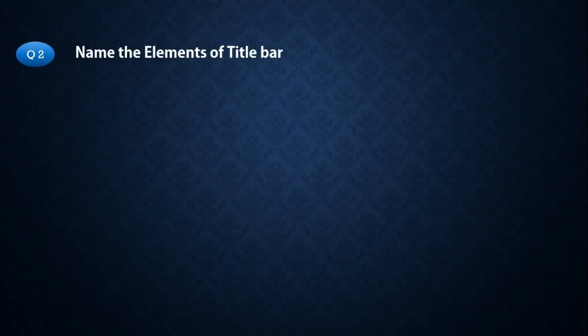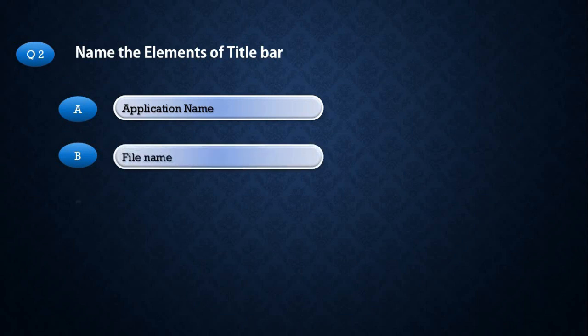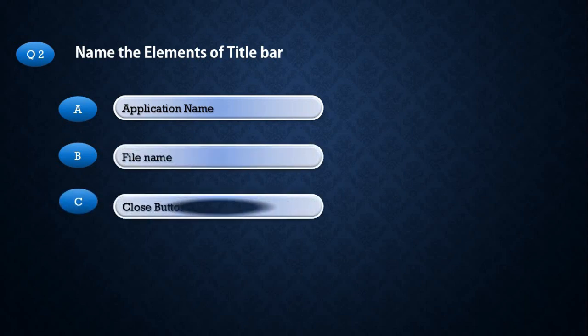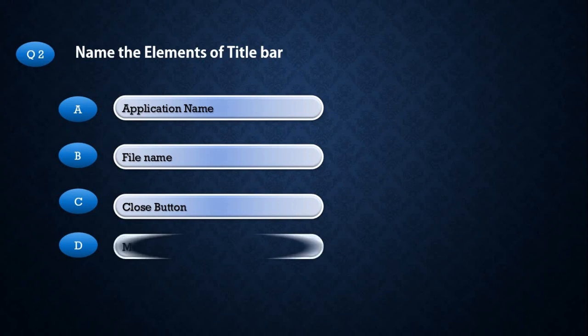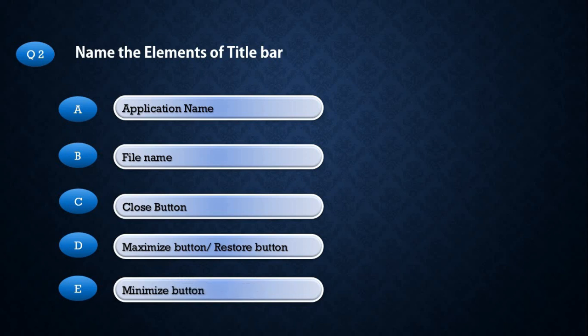So the answer for the next question, name the elements of title bar. So what is it that you can see in your title bar? We can have the name of the application, file name, close button, maximize button or restore button, and minimize button. Hope you're guessing the right answers.